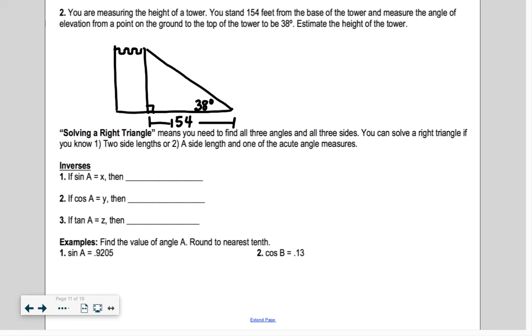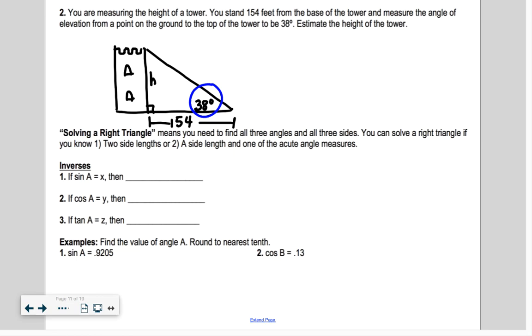All right, so we have our tower, like this. And we're going to try to figure out the height of the tower. So we want this height. You can call it X, Y, whatever you want. Okay, so we have 38 degrees.